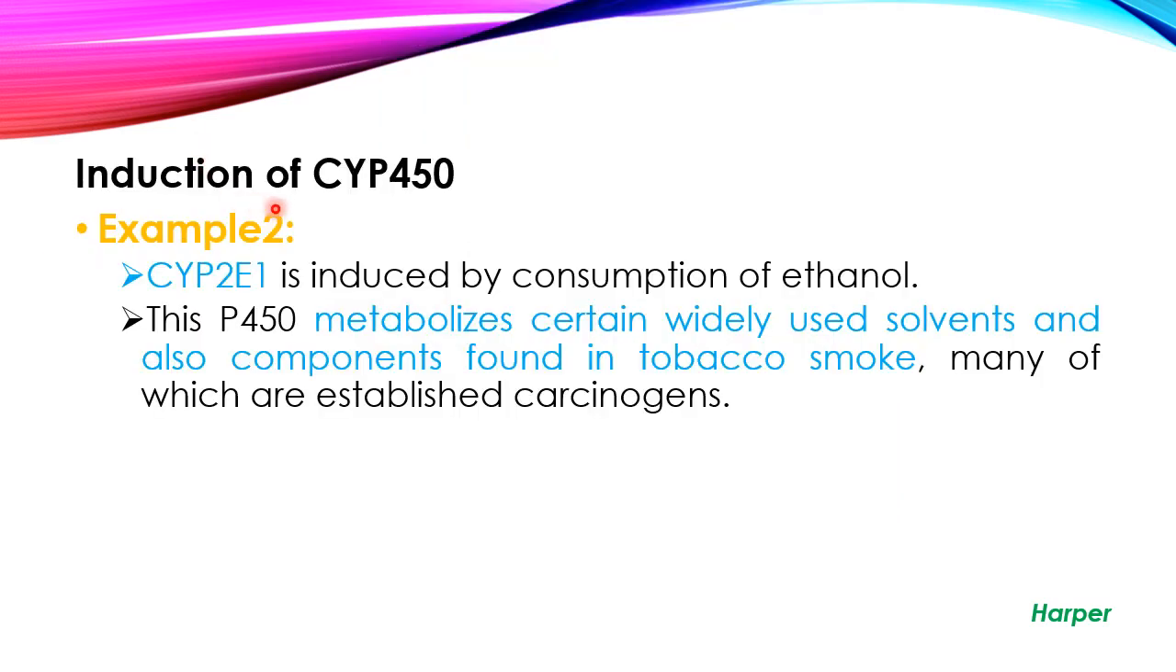Here we have the second example of induction of cytochrome P450, and that is of CYP2E1. Cytochrome P450 2E1 is induced by ethanol consumption. So it means that ethanol is an inducer of CYP2E1. Once this CYP2E1 is activated or induced, it can metabolize many solvents and more specifically the compounds that we see in tobacco smoke. And we know that all these compounds are carcinogens, that they can promote the development of cancer.